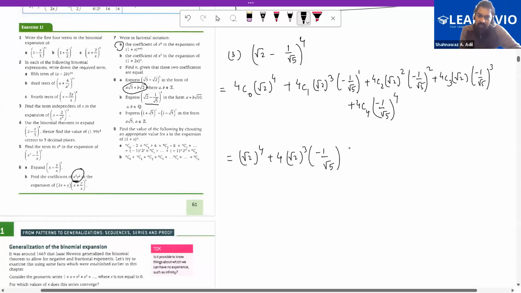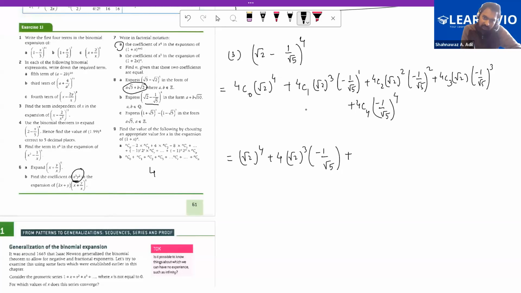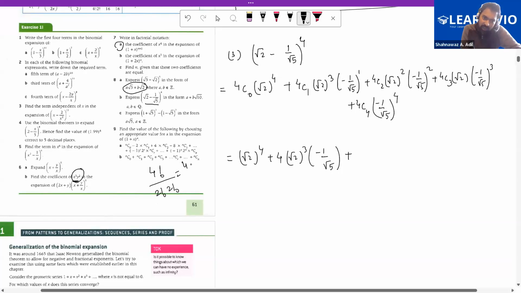Right. And then what do we have? 4c2. How much is 4c2? I guess it is n into n minus 1 by 2, but let's calculate that. So 4 factorial divided by 2 factorial and 2 factorial. So this is 4 into 3 into 2 and 2 factorial, 2 factorial. So this is 2, so 6, right? So this is 6.